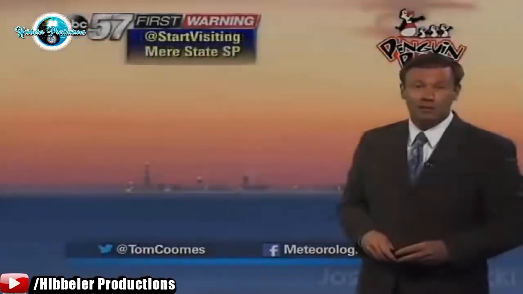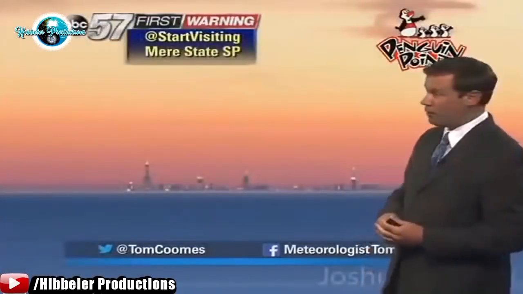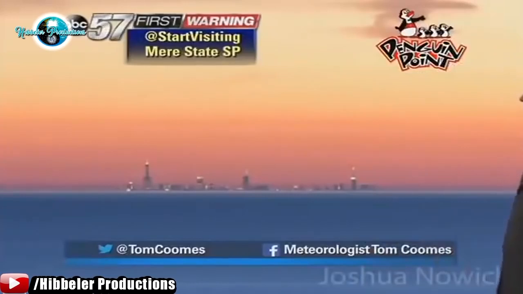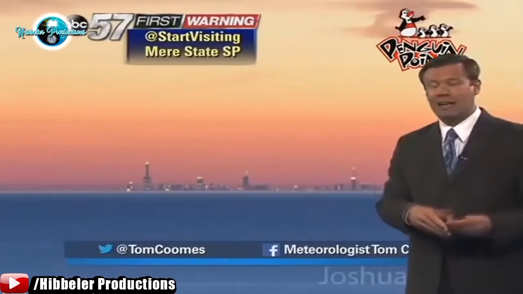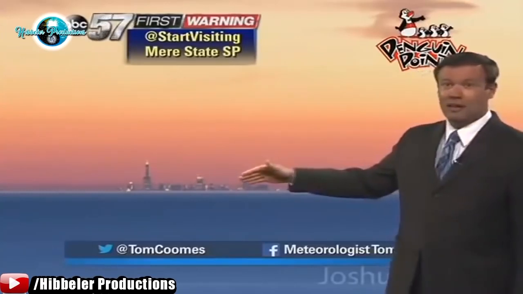I found this photo, Grandmere State Park. This is from Joshua Nowicki, and what you're seeing here is a mirage. We typically would not be able to see this from the Lake Michigan shore. We talked about this last night. Conditions are right on the lake that we're actually seeing a mirage of the Chicago skyline.